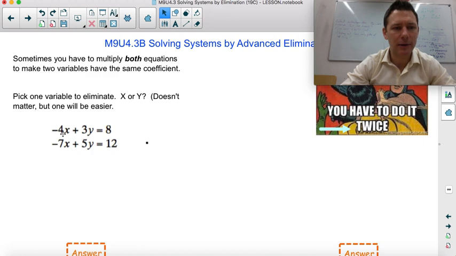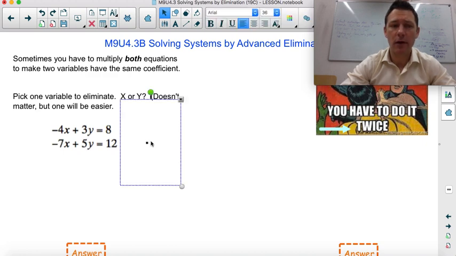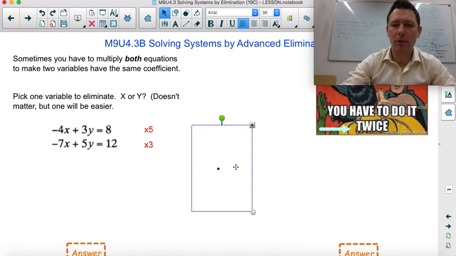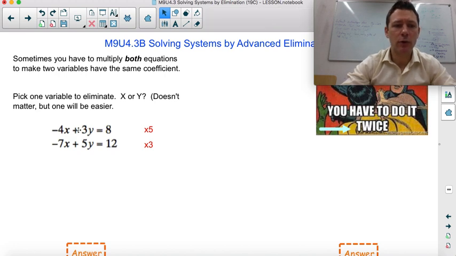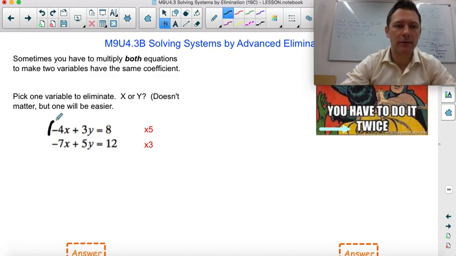I think here the 3 and the 5, I want to get the y's to be the same, because I'm going to turn both of these into 15s. It's just a smaller number than turning both of these into 28s. I think this is easier to do. So I'm going to multiply this whole equation by 5 and this whole equation by 3. And it'll look like this, right?